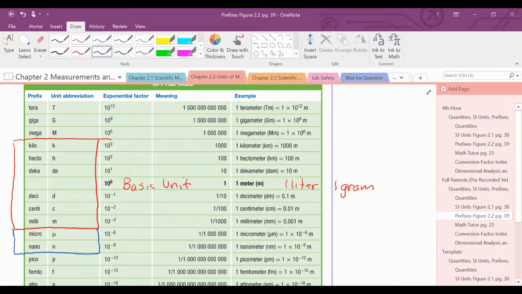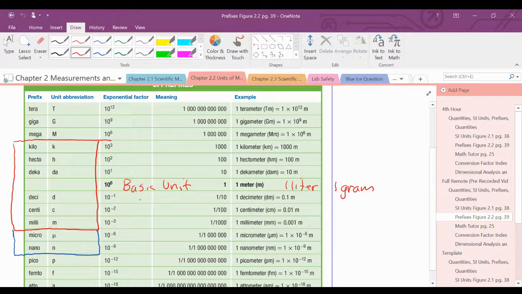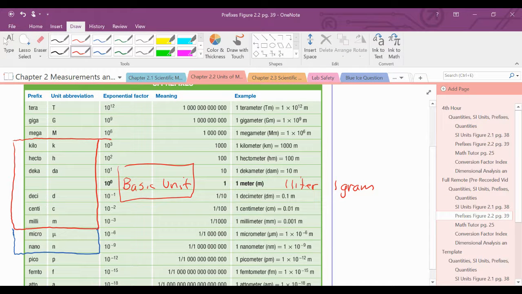These at the top are large units, and then at the bottom are smaller units, if you notice, compared to the basic unit. And when I teach you how to do these conversions, say from milli to kilo, we always would go milli to the basic unit and then to kilo. If you can go directly from milli to kilo, that's fine. But I will always show you by referring back to the basic unit.